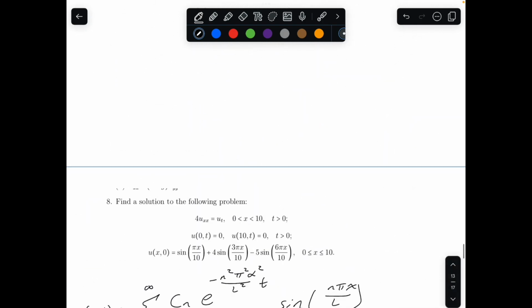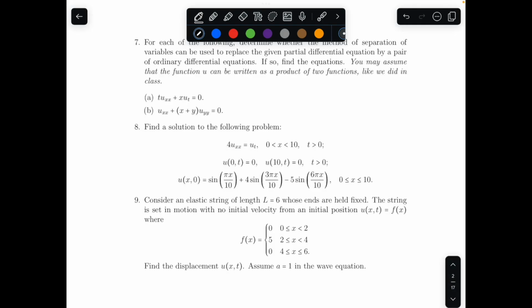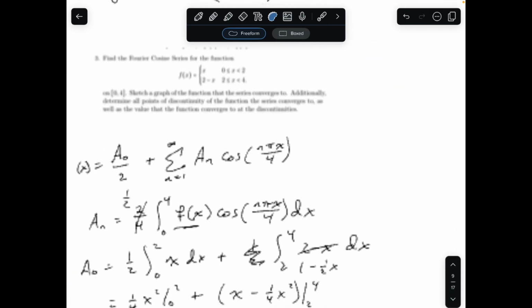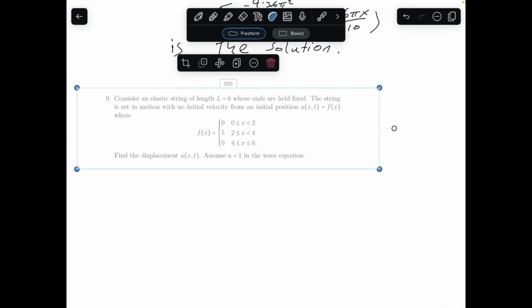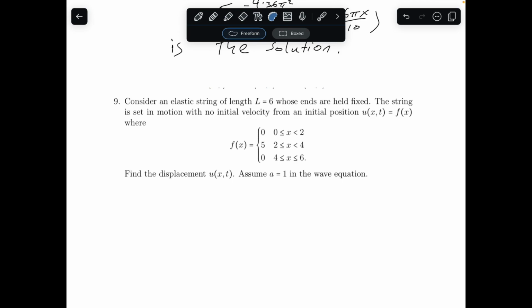Okay. And then finally, let's do the last one. This one just ends up being an integral. So wave equation 1. All right, so we got a string of length 6. The ends are being held fixed. The string is set in motion with no initial velocity from an initial position given by this function here. And we want to find the displacement and assume that a is equal to 1 in the wave equation.